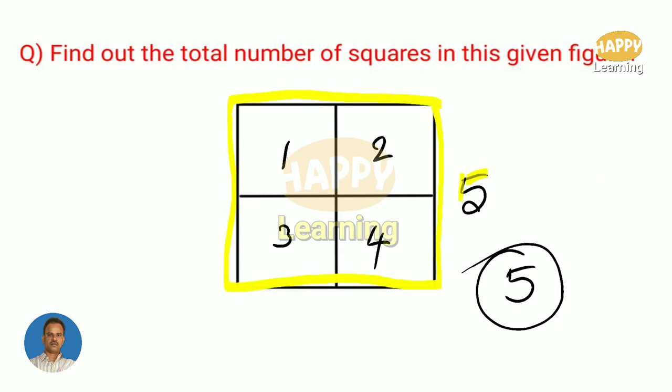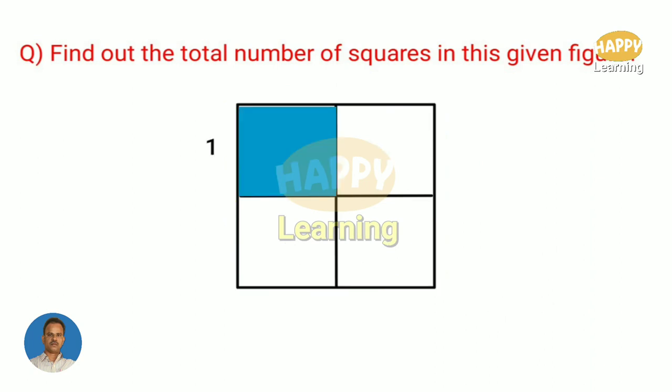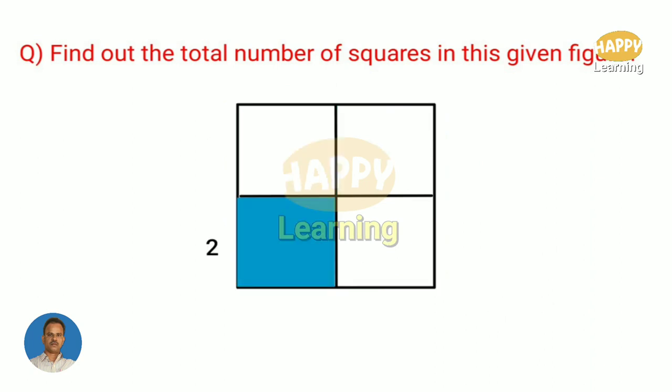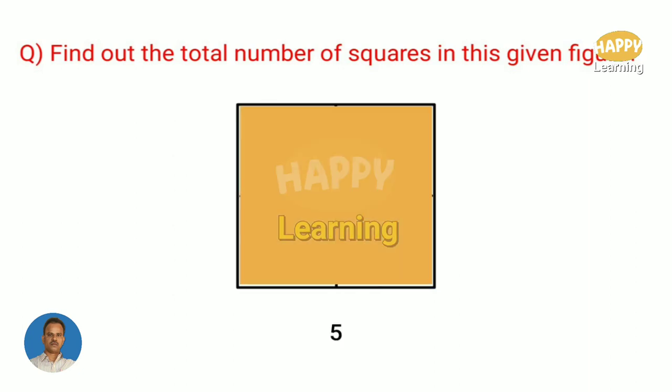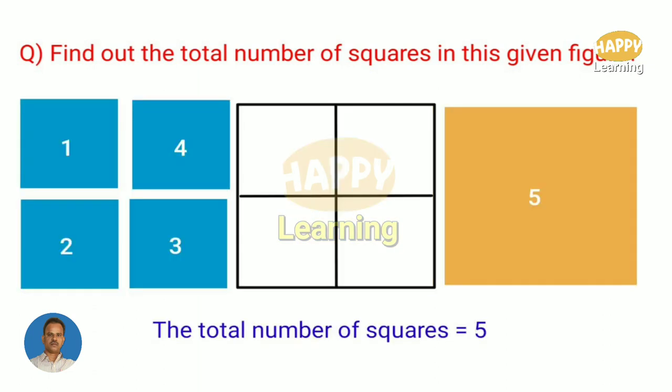Okay, so let me show this graphically. This is number 1, this is number 2, this is number 3, this is number 4, and this big one is number 5. So in total we have 5 squares: 4 small squares and 1 bigger square. Okay, so the answer is 5.